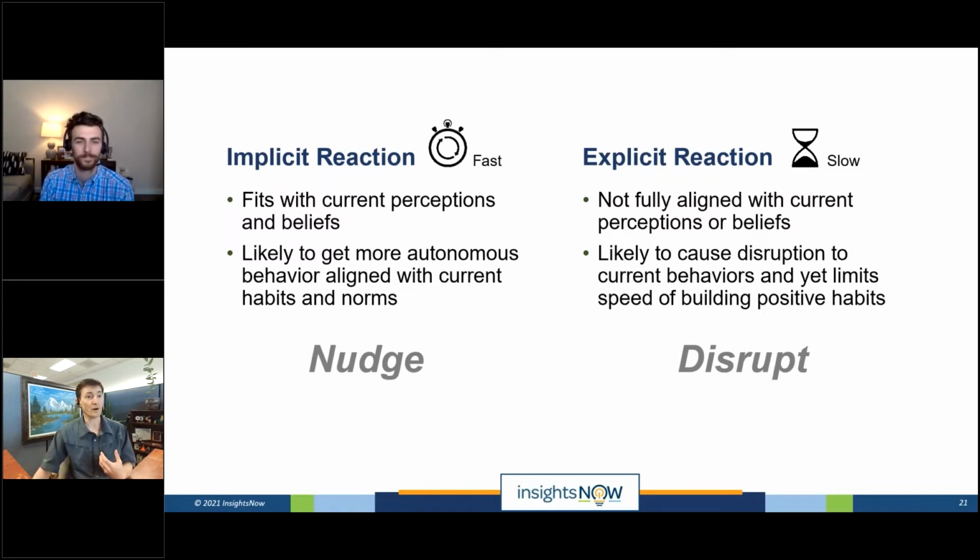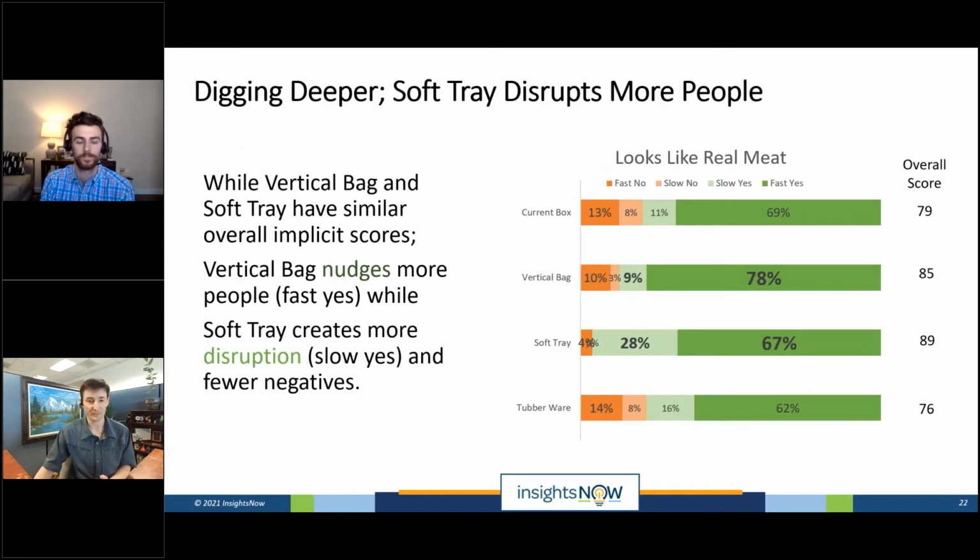So if you are an incumbent big brand, or you're making a concept change and you don't really want to disrupt anybody's habits, you want as many nudge reactions as possible. If, however, you're wanting to make a change and you're wanting to make it stand out, you do want to disrupt some people. So you want to pick things that have a little bit more disruption to them.